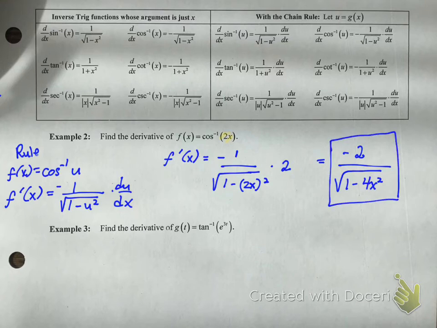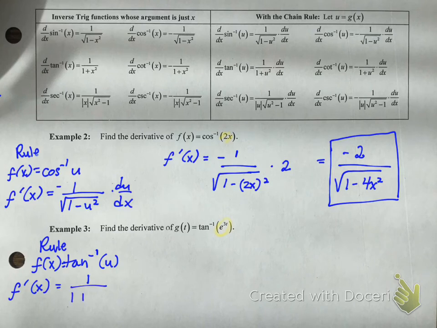Okay, example number 3, find the derivative of g at t equals inverse tangent of e to the 3t. Once again, this guy's complicated, so we know we're going to have to use the chain rule. So I'm going to put the rule for this one. If the original function is inverse tangent of u, the derivative is 1 over 1 plus u squared times du dx.